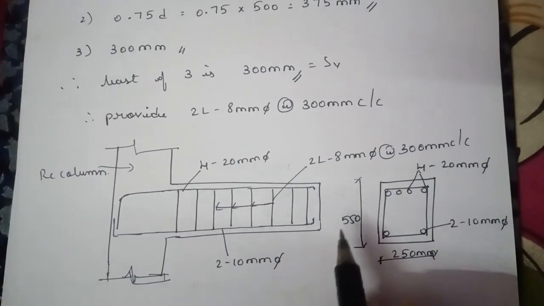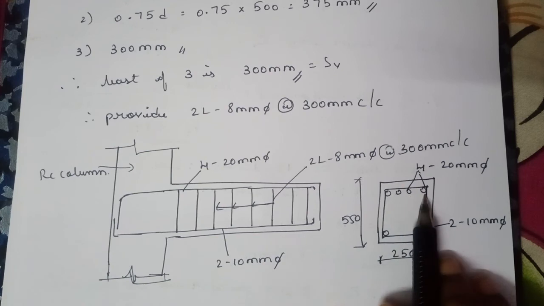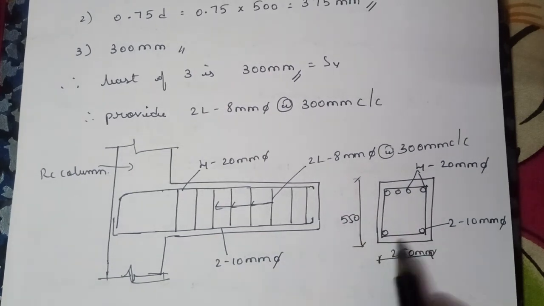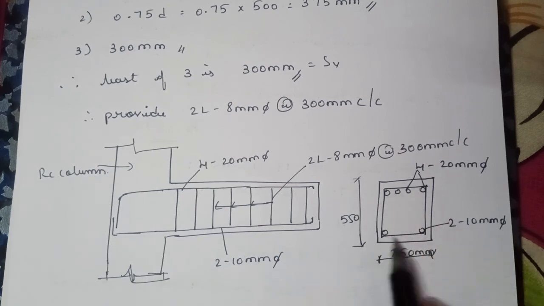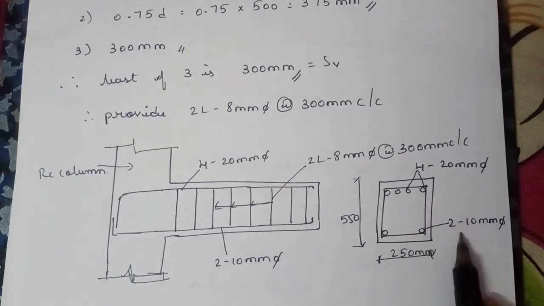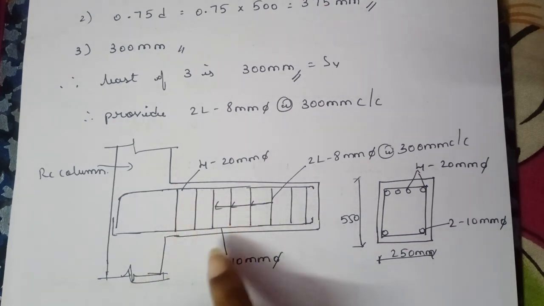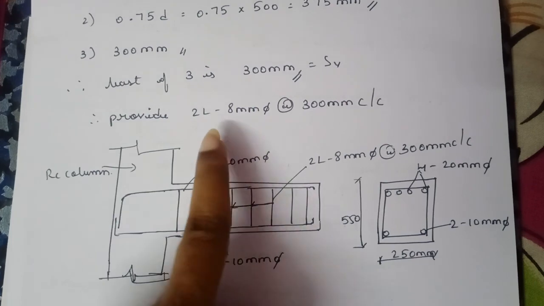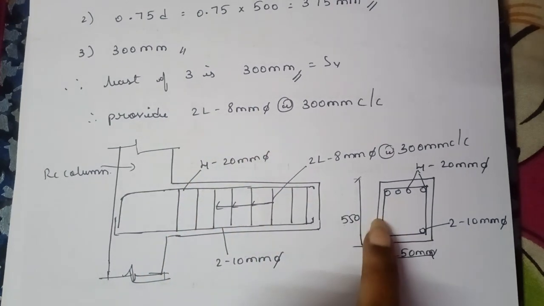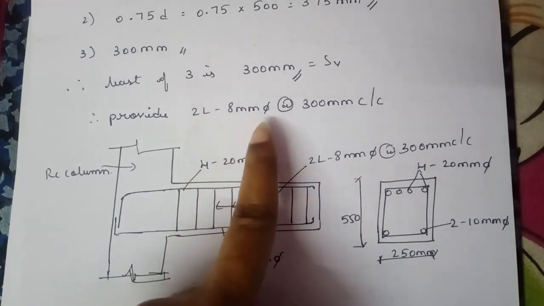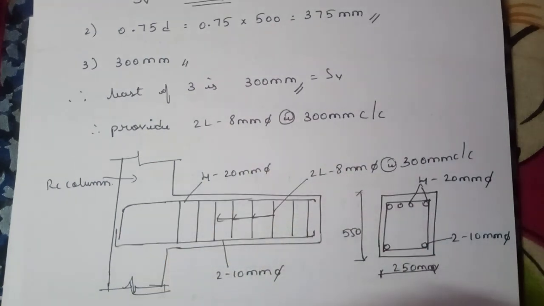So we got it as 4 of 20 mm diameter. I am giving it at the top because it is a cantilever, tension will be at the top. These two are the nominal reinforcements that are given to hold up the bars. So this is a nominal one, that is a minimum one, 2 of 10 mm diameter. Just to hold the bars, we need to give that nominal reinforcement. And then you know the spacing, right? We calculated that one. You need to give 2 legs of 8 mm diameter at 300 mm center to center.